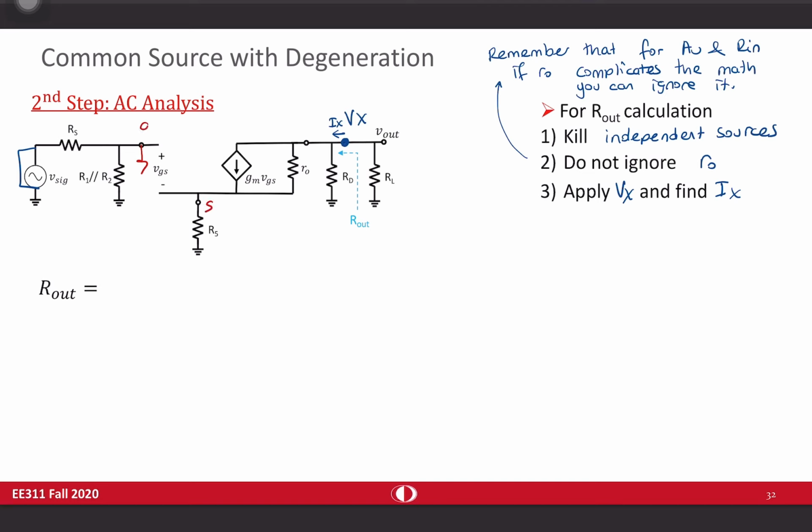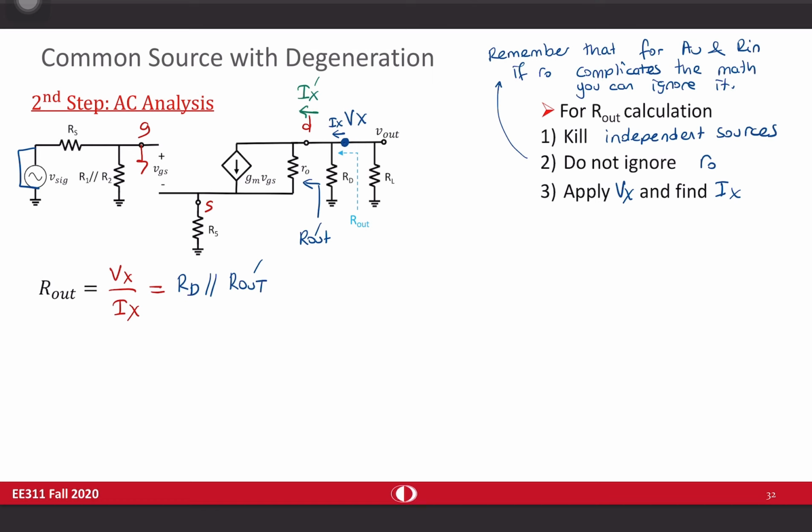This is source potential, this is gate, and this is drain. And Rout is Vx over Ix. But it's obvious that Rout is, in fact, Rd in parallel with the resistance seen from here. So I can say that this is, in fact, equal to Rd in parallel with, let's say, Rout prime. Let's name it as Rout prime. And let's name the current passing through this branch as Ix prime.